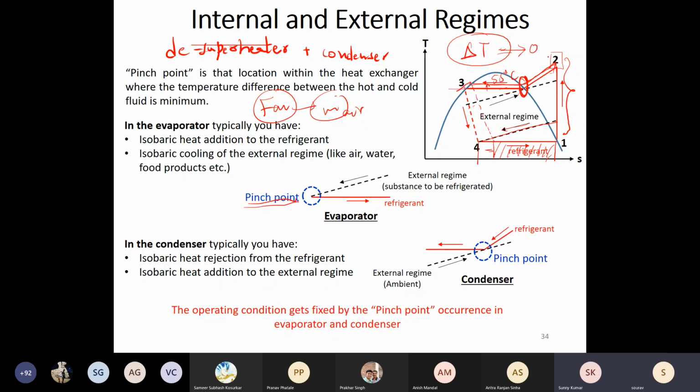So hence a 5-star AC will have a larger heat exchanger both on the indoor side and on the outdoor side, because a larger heat transfer area ensures that I can have the same amount of heat transfer across a smaller delta T. Q equals h A delta T. I give in one case 1 meter square area, in another case 1.5 meter square area. So in this case, with 1.5 meter square area, I can have a smaller delta T for the same amount of Q dot.